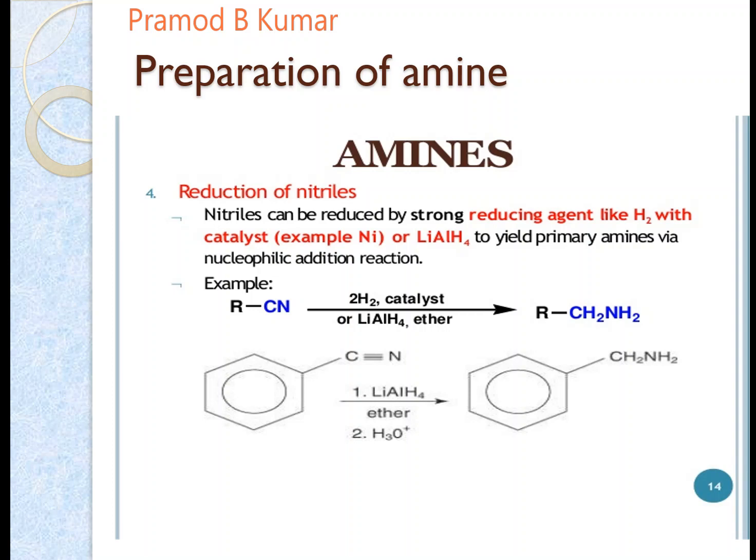So if you want to prepare benzylamine, you take a cyano compound and treat it with lithium aluminum hydride. Then, once the product is formed, you treat it with acid to remove the complex. You get your corresponding benzylamine. So this is a method for preparation of benzylamine from nitrile, cyano compounds. Okay.